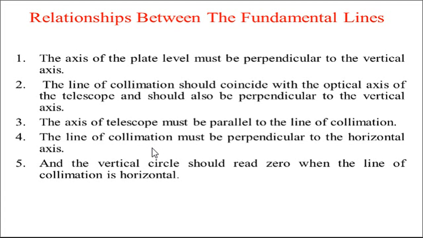If any one relationship is disturbed, then whatever the horizontal angles and vertical angles which we have measured, they will not be accurate or they will not be correct.